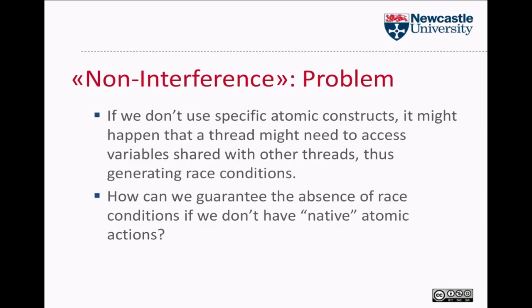But we're going to start gradually and as much as possible from the simpler part. So we're starting, as usual, with some problems, so we're already facing the truth. With non-interference, basically, if you're not using specific atomic constructs, so not necessarily atomic integer or atomic class, but something that makes the code atomic when required, it might happen that a thread might need to access variables shared among other threads, and then therefore you're generating race conditions.